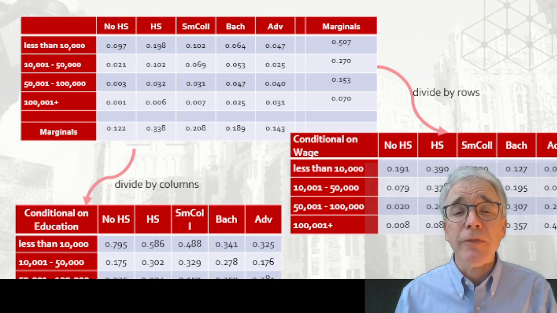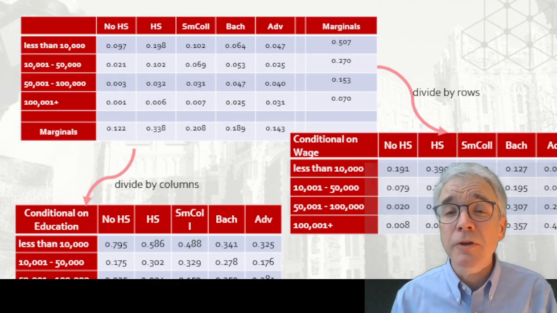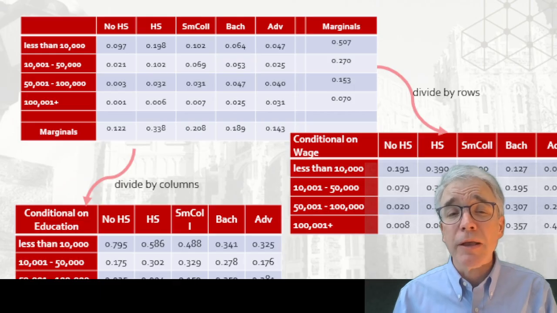19% of people in that group have no high school diploma. 39% have just a high school diploma. 20% have some college. 12.7% have a bachelor's degree, and 9.2% have an advanced degree. Compare those with the bottom row. Conditional on a person making more than $100,000, people with an advanced degree make up 44.9%.